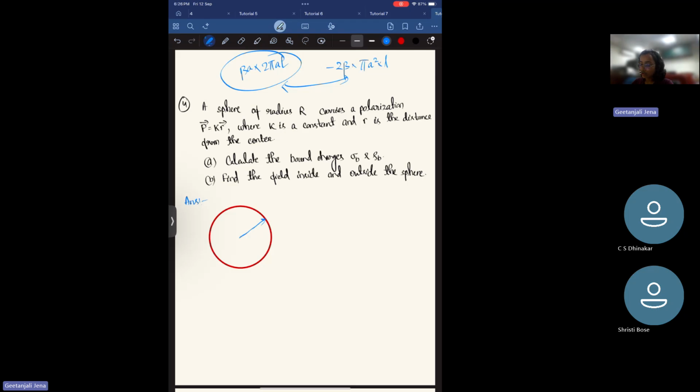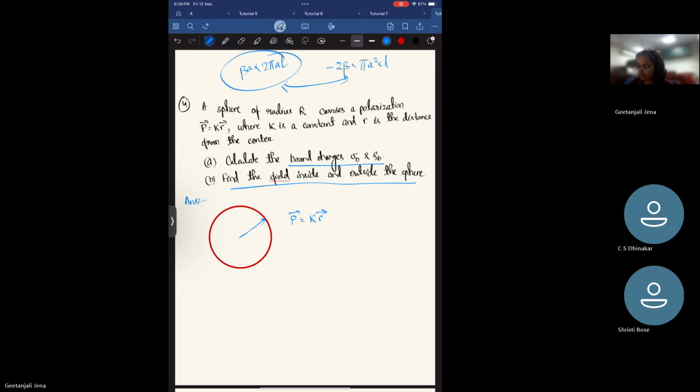Okay. So the next problem is quite similar to what we saw in question number 3. There is a sphere of radius R which carries a polarization P equal to k r, where k is a constant and r is the distance from the center. Calculate the bound charges sigma b and rho b, and calculate the field inside and outside the sphere.